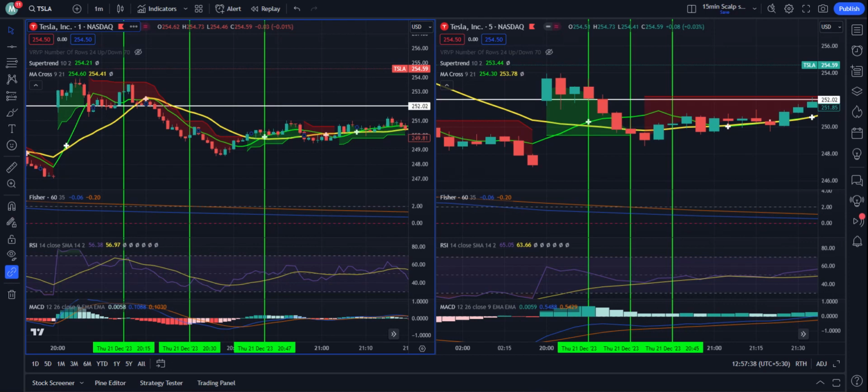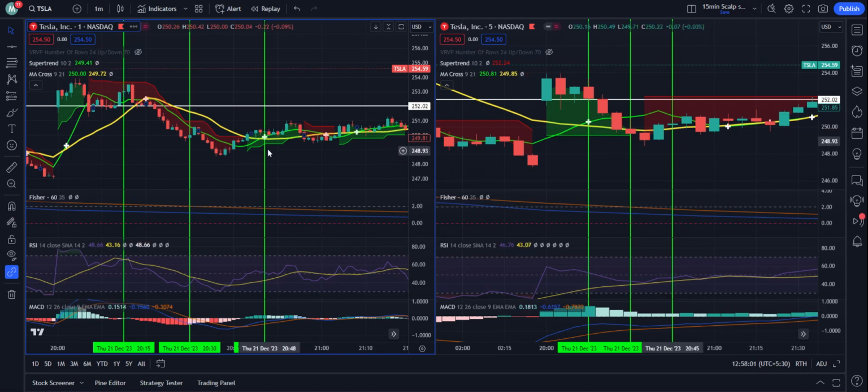Tesla. After the first two trades did not go quite as well as I expected, I did not want to take any loss, like I said.